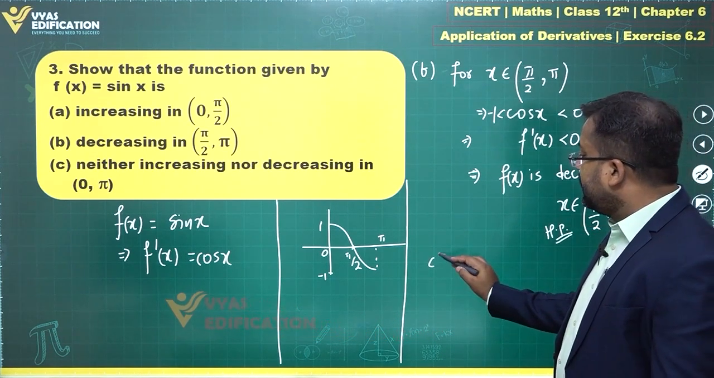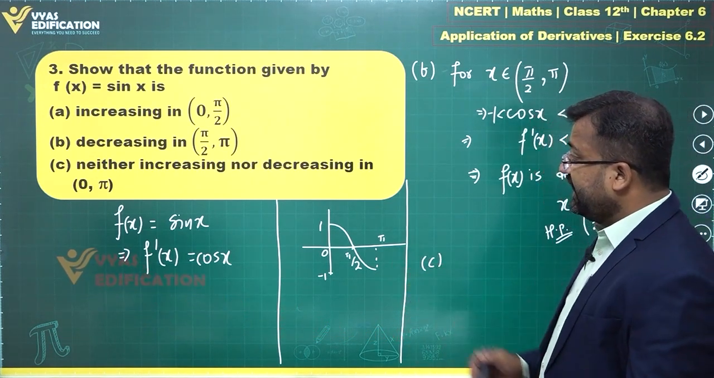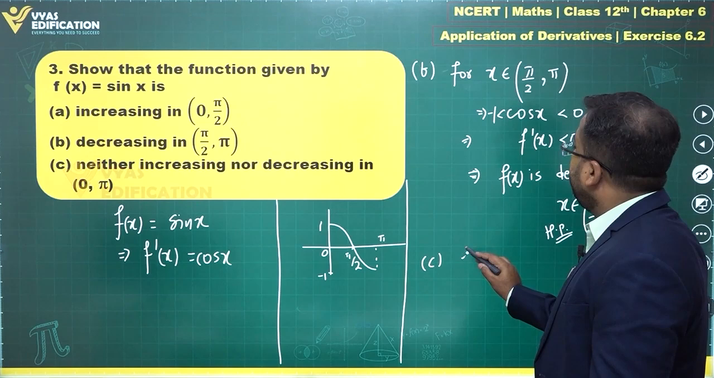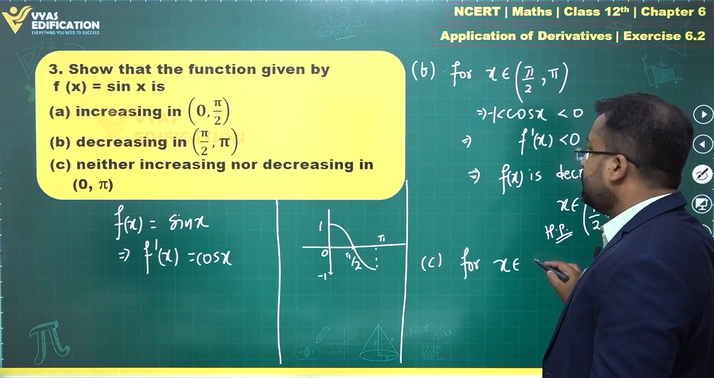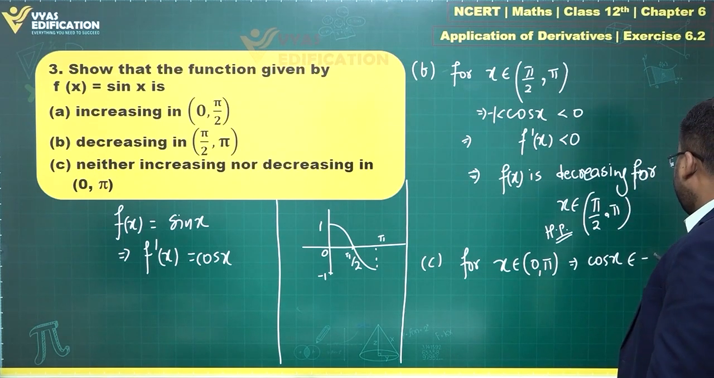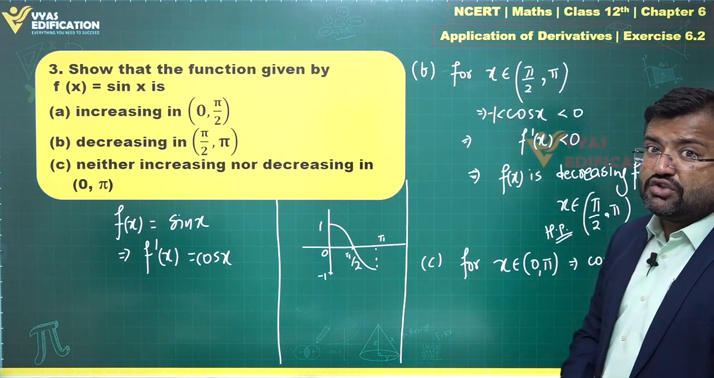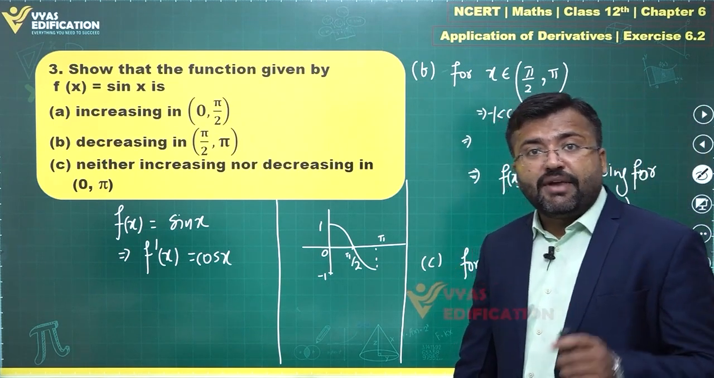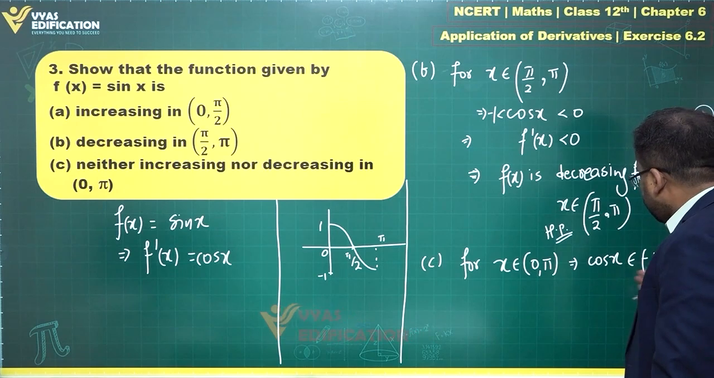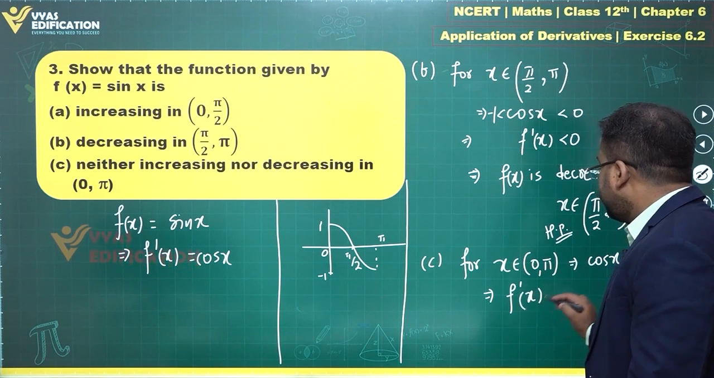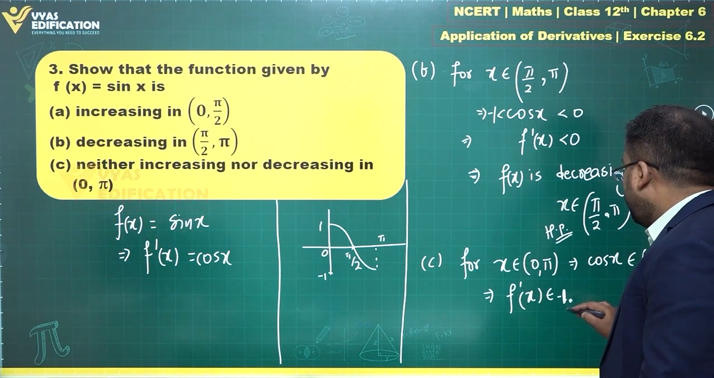For the third part, once again, what do we need? We need the sign of the derivative, right? So for x belongs to (0, pi), we know that cos x belongs to (minus 1, 1). This is what we are aware of, right? This is what we know. Since cos x belongs to (minus 1, 1), we can comment that the derivative will also belong from minus 1 to 1. This tells me that f'(x) belongs to (minus 1, 1).